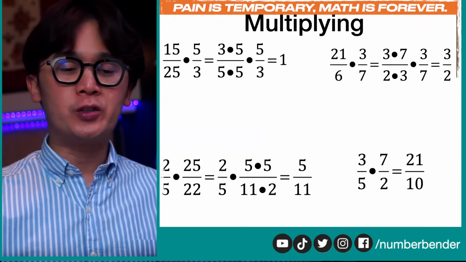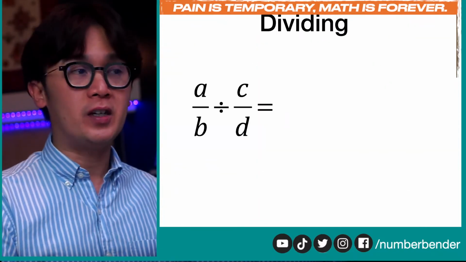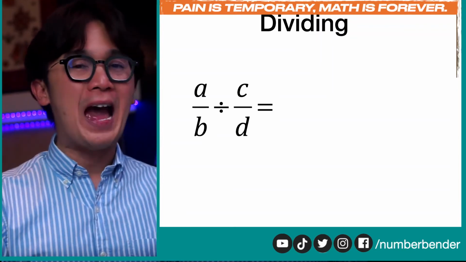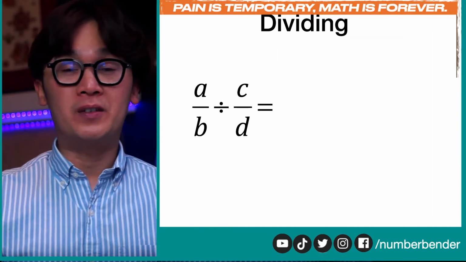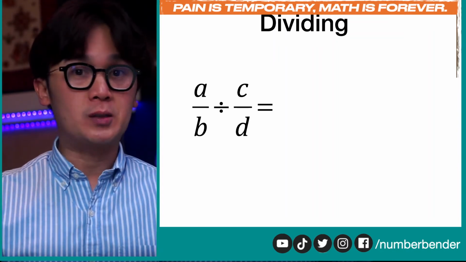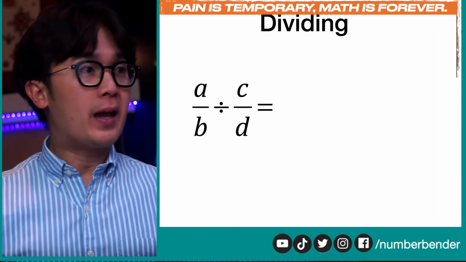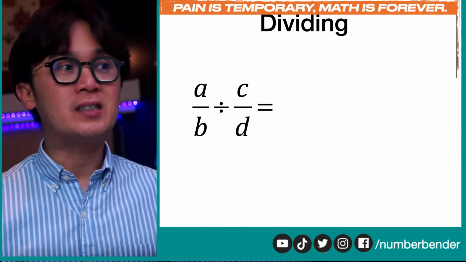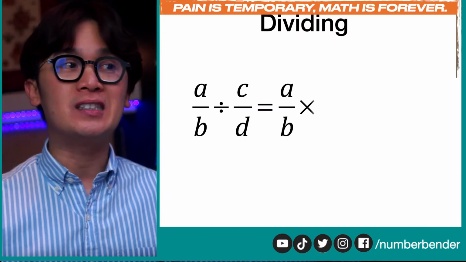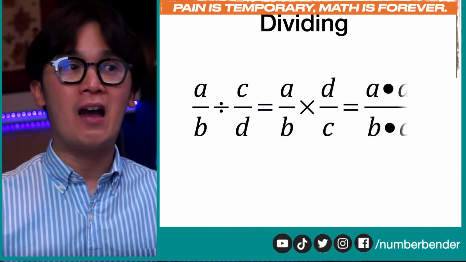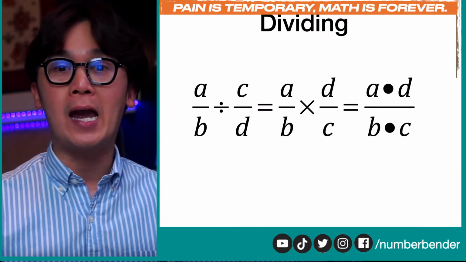Now let's move on to division. In division, the rule that we're going to add is simply finding the reciprocal of the second fraction and then proceeding to multiplication. So a over b divided by c over d is simply a over b times the reciprocal of c over d, which is d over c. And now we have a times d over b times c.